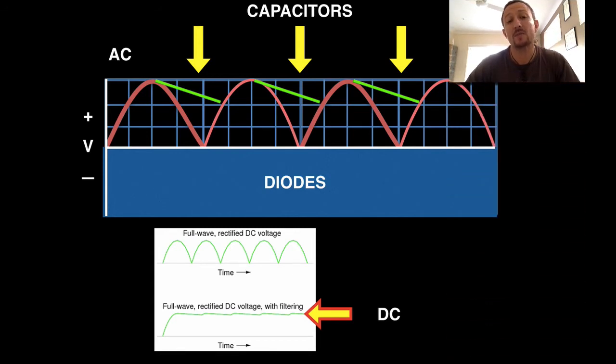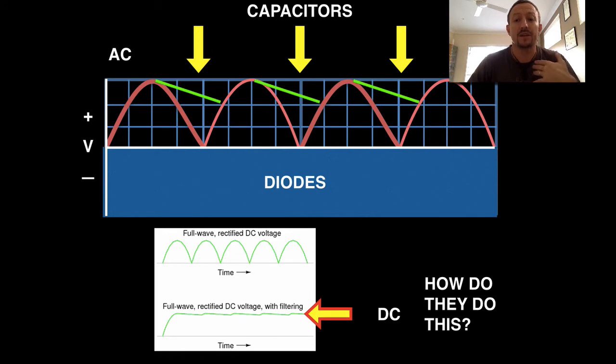The more capacitors we use, or by using filtering, we can smooth off that line until eventually we get a nice straight line. So, as I said, how do they do this? Well, this is what we're going to be looking at during this unit. We will look at capacitors in detail, and we'll look at diodes in detail.